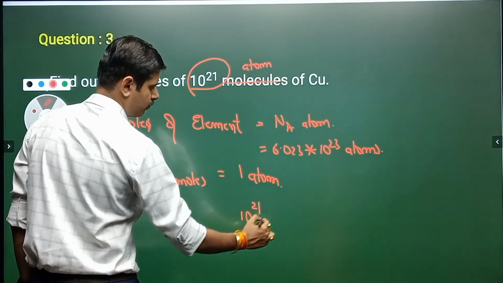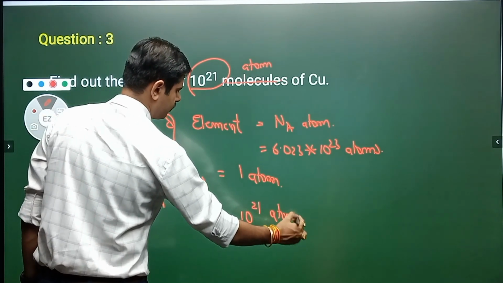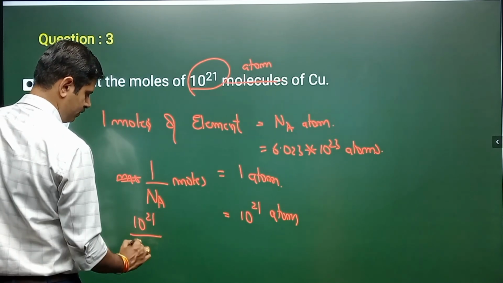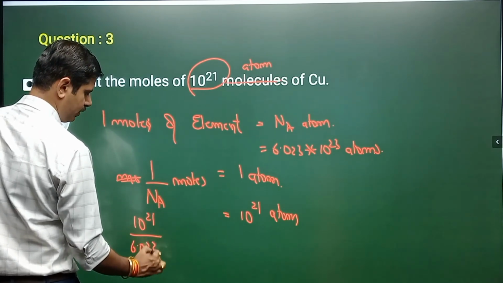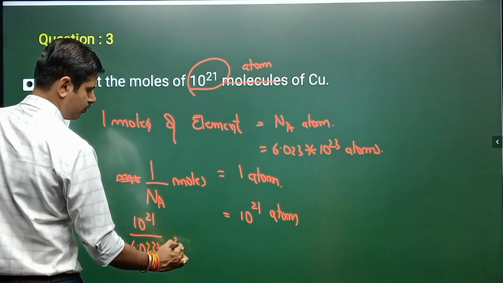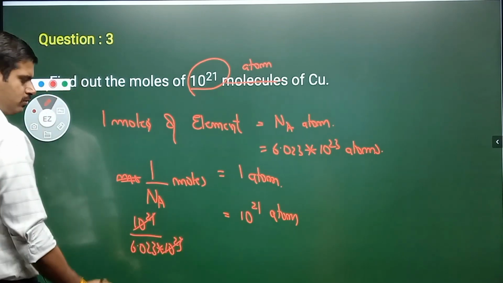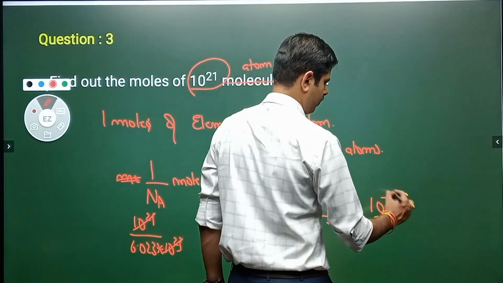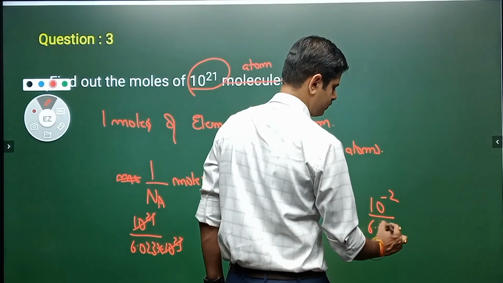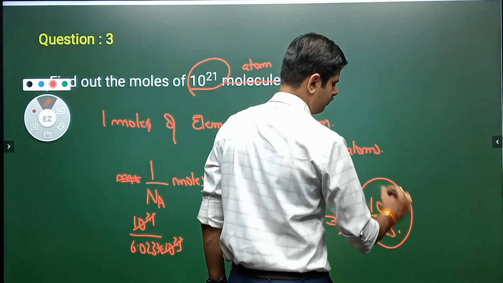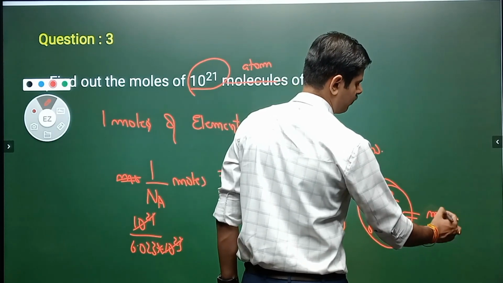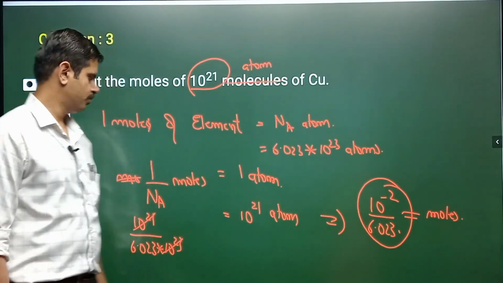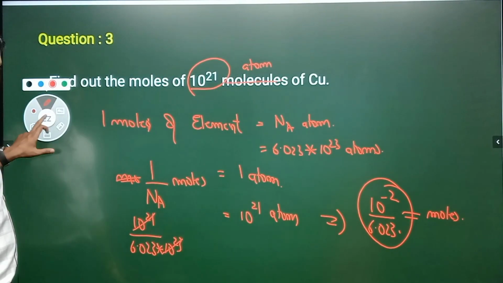We will take 10 to the power of 21 atoms is equal to 10 to the power of 21 divided by 6.023 into 10 to the power of 23. This and this will cancel, and this will come upside. So the answer will be 10 to the power of minus 2 divided by 6.023. We'll solve it, we'll get our answer. These are the number of moles. Clear?